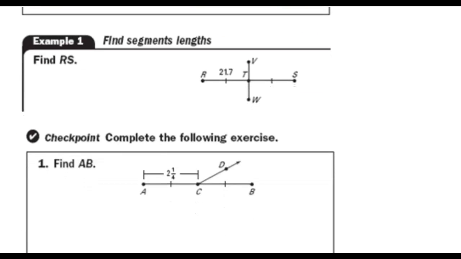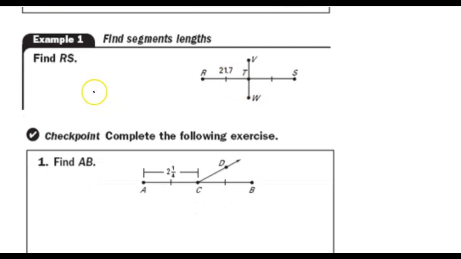So the first example that we're going to do is we're going to use those definitions and we're going to find RS. If you look at this diagram over here on the right hand side, RS is this entire length right here. Notice we have this little mark right here and this little mark right here. If you remember, those marks mean congruence. So this segment RT and this segment TS are going to be the exact same thing.